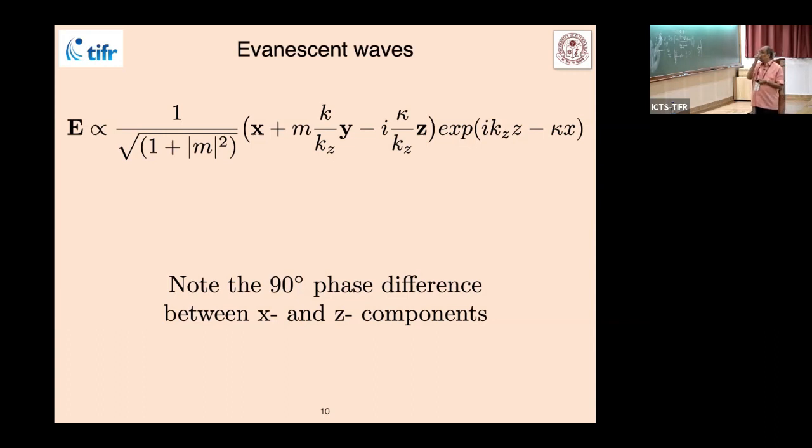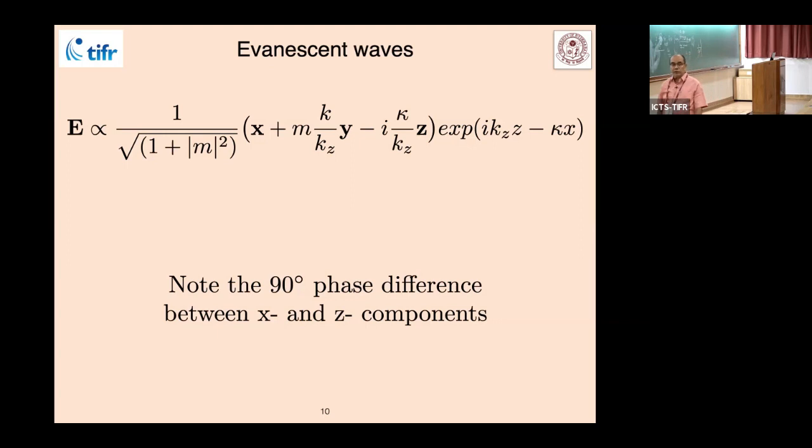Now you can see that this wave, let me remind you, is propagating along the z direction and decaying along this x direction, and the vectorial structure of the wave is given by this. So it has all x, y, and z components. And another main point here is that there is a 90-degree, pi/2 phase difference between the x and z components.